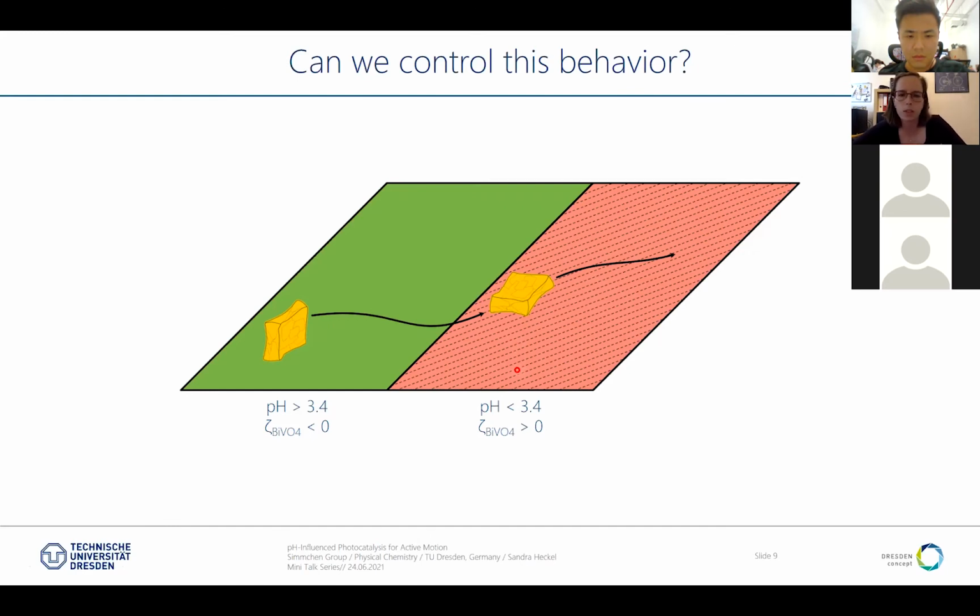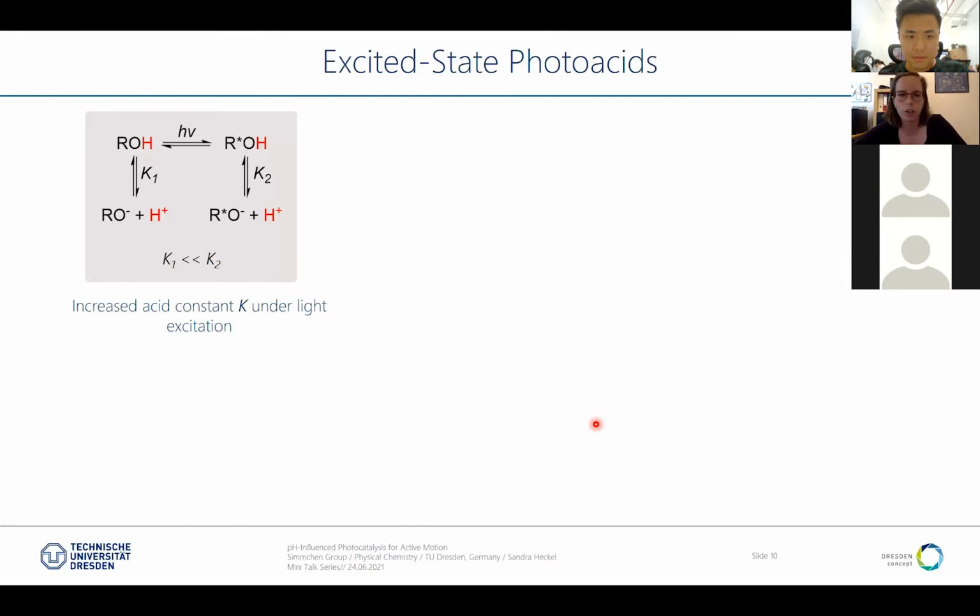This would be interesting because at the moment we cannot have this flexible change of motion. At the moment we just make a pH of our solution, of our droplet, and then we observe it. But of course it would be much more interesting if we could control and switch the behavior. Now you may wonder, how could you do this? And the answer we found are excited state photoacids.